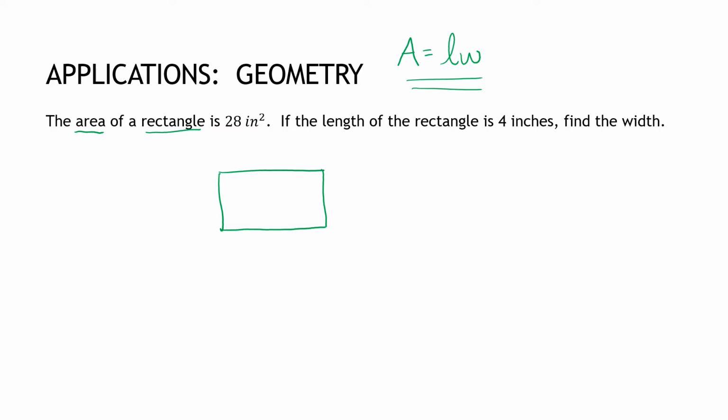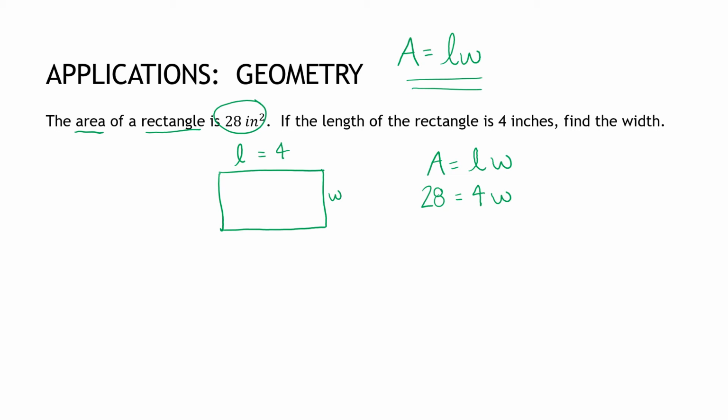So the area of the rectangle, we'll call this the length. We'll call this the width. We're saying the area is 28 square inches. The length of the rectangle is 4 inches. Find the width. So this one's pretty straightforward. I know that area is 28, so I'm going to start with area equals length times width and plug in what I know. I know area is 28. I know the length is 4. I'm solving for the width.